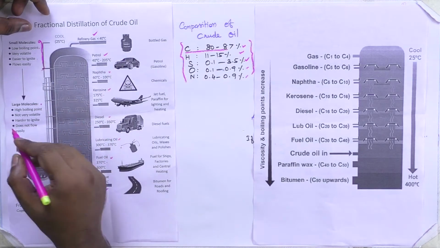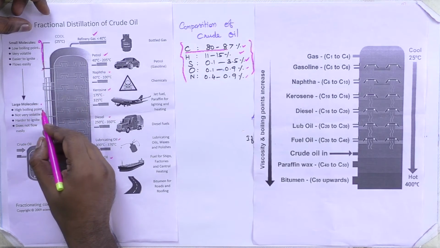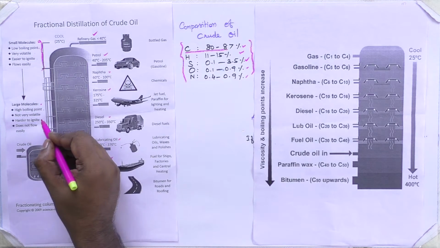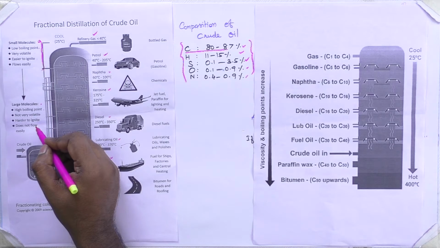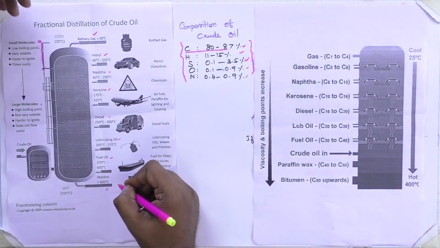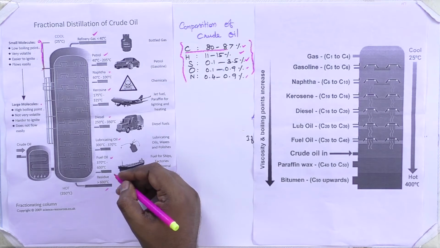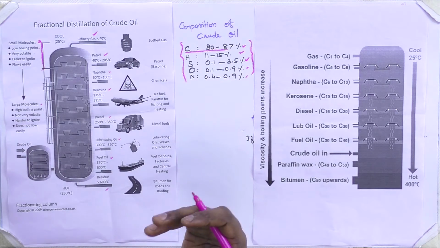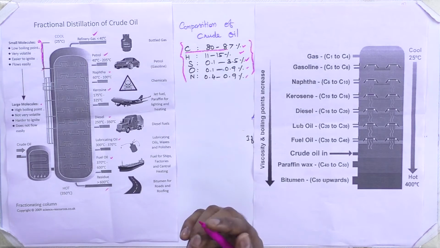The large molecules have a high boiling point, are not very volatile and are harder to ignite. They do not flow easily. These molecules come under the category of fuel oil and residues. Residues are the asphalt, which is bitumen, the final byproduct in the fractional distillation.